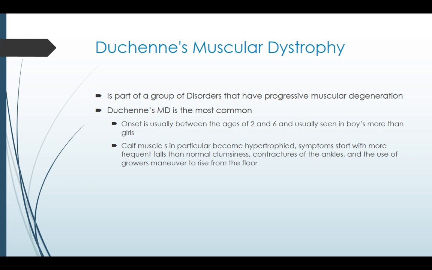Duchenne's muscular dystrophy is part of a group of disorders that have progressive muscular degeneration. Duchenne's MD is the most common. Onset is age 2 to 6 and it is usually seen in boys more than girls. This also progresses, and intellectual impairment is common. It is diagnosed by a marked increase in blood creatine phosphokinase levels, CPK.